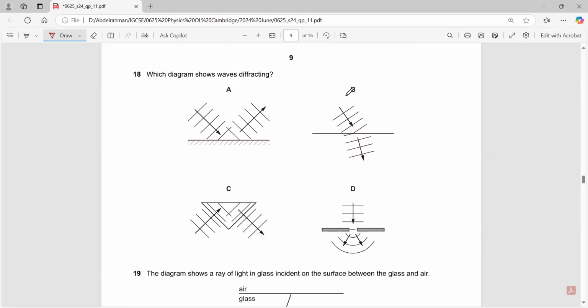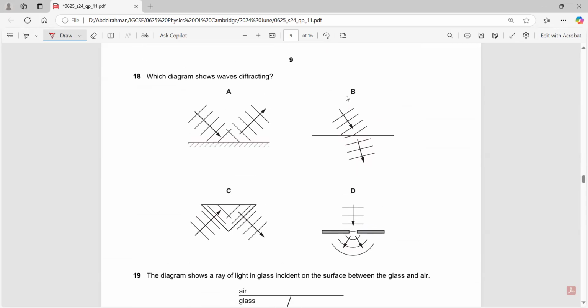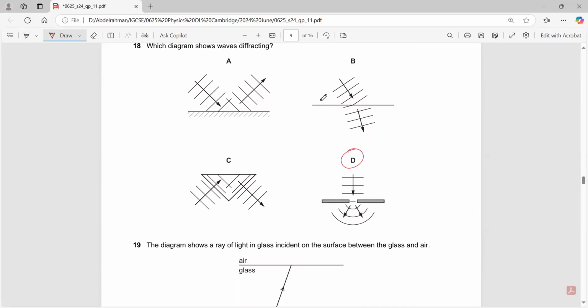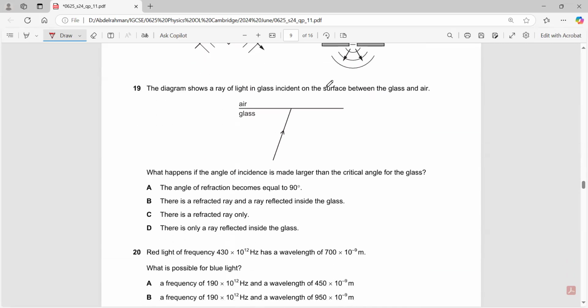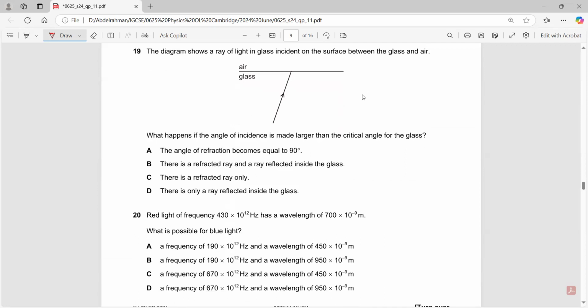Which diagram shows waves diffracting? Diffraction would be D. Yes. The diagram shows a ray of light in glass incident. What happens if the angle of incidence is made larger than the critical angle? Larger. So you need total internal reflection. The angle of refraction becomes equal to 90? No, this is the critical angle. There is no refraction. There is only a reflected ray inside the glass.